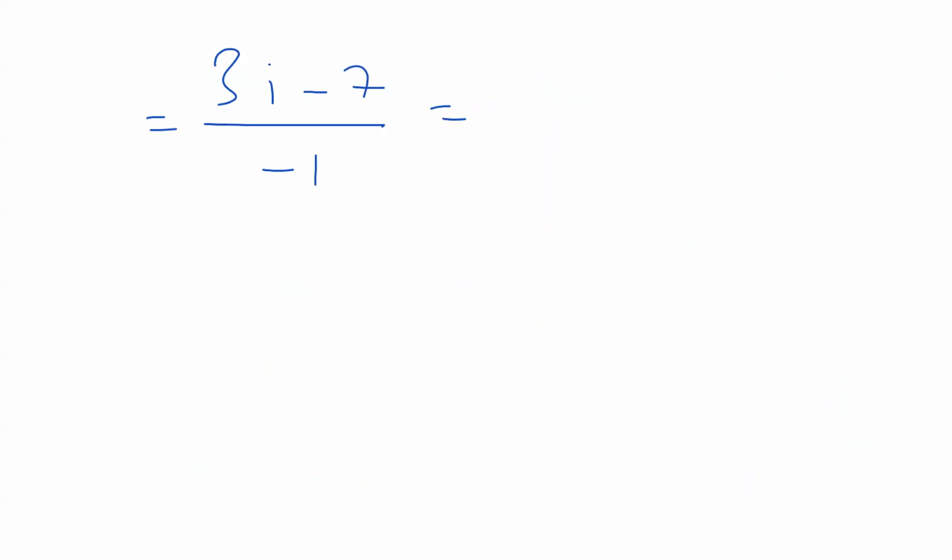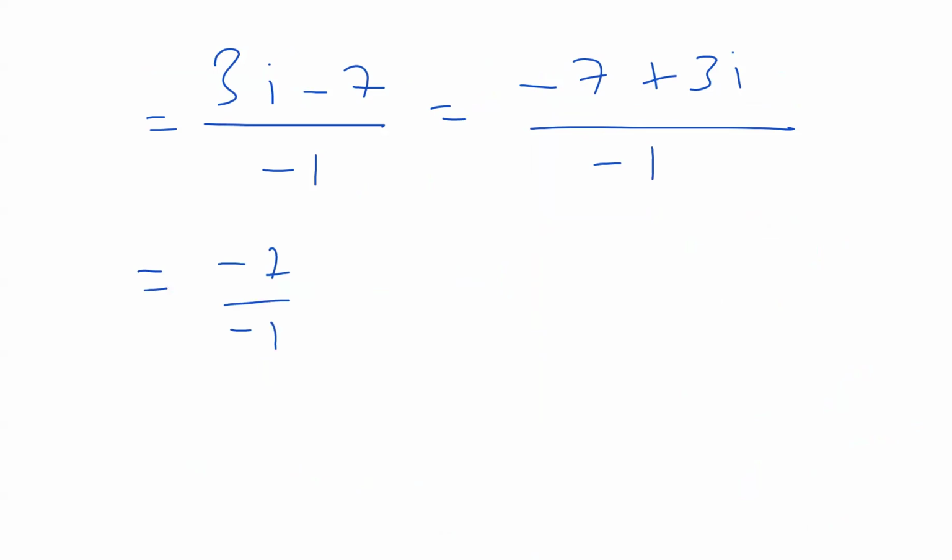Now just write in proper format. Real part first and then the imaginary part. Minus 7 plus 3i upon minus 1. Minus 7 upon minus 1 is 7, 3i upon minus 1 is minus 3i. So 7 minus 3i. Fine.